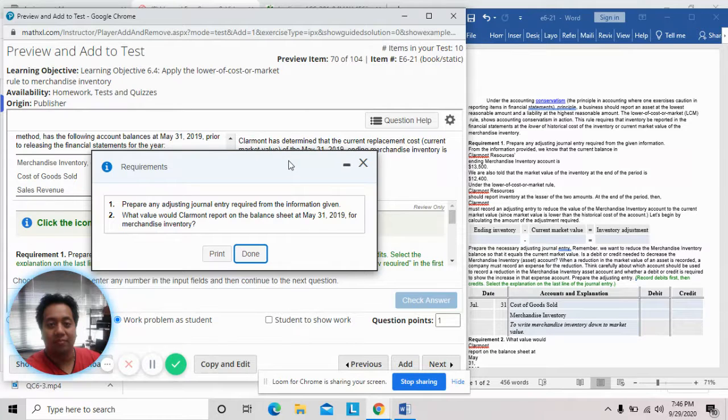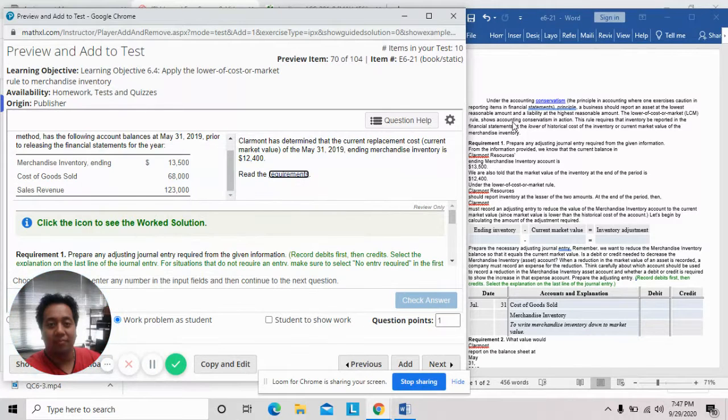If you read the requirements, to prepare any adjusting journal entry required from the information given, and then find what value Claremont would report on the balance sheet at May 31st, 2019 for the merchandise inventory. So under the accounting conservatism principle, where one exercises caution reporting items in financial statements, a business should report an asset at the lowest reasonable amount and a liability at the highest reasonable amount.